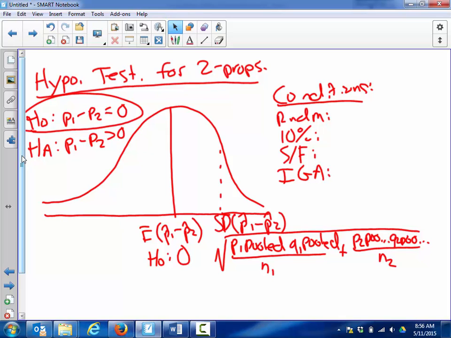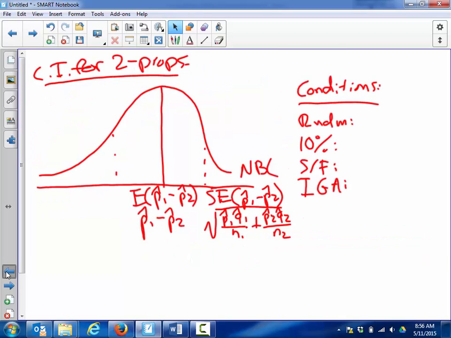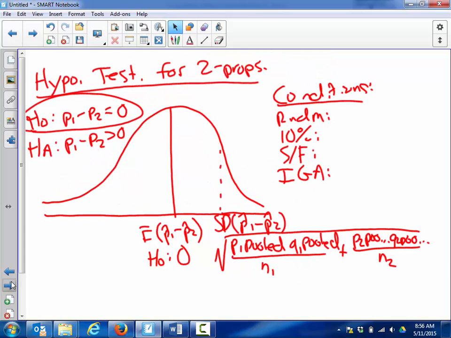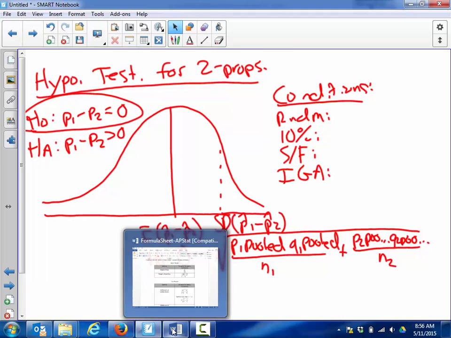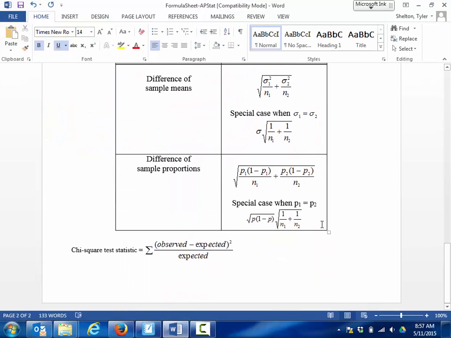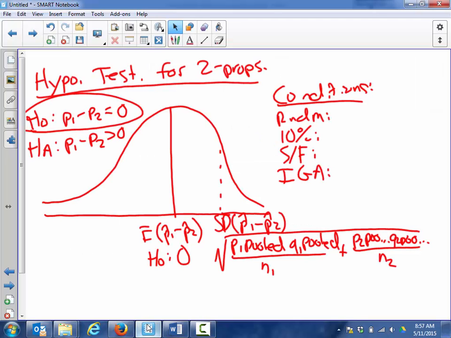Let's recap real quick. Anytime you're talking about two proportions, you've got 4 conditions: randomization, 10%, success failure, independent groups assumption. Those occur on your sampling distribution model, your confidence interval, and your hypothesis test. If you're looking at your AP Stats reference sheet, the standard deviation for a difference of proportions is near the bottom on the second page.